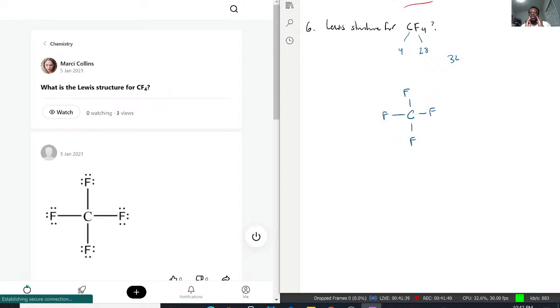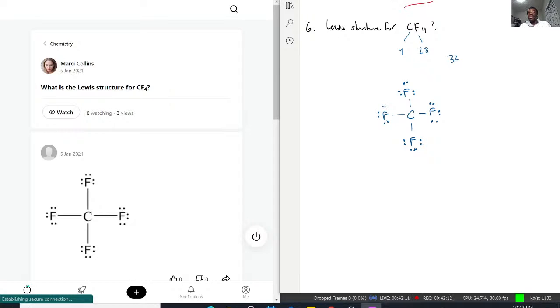I drew one bond between them, but what I now want to do is account for the valence electrons of fluorine. Fluorine is right now sharing 1 of its 7, so it'll be 2, 3, 4, 5, 6, 7, for each of the four fluorines. And carbon is already sharing 4 of its 4, so carbon is done.